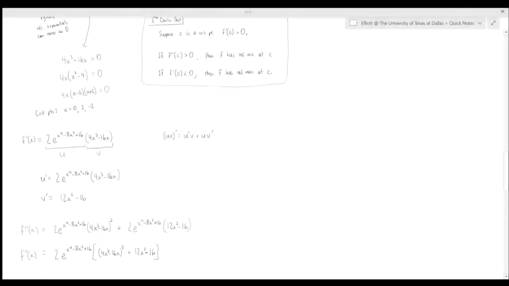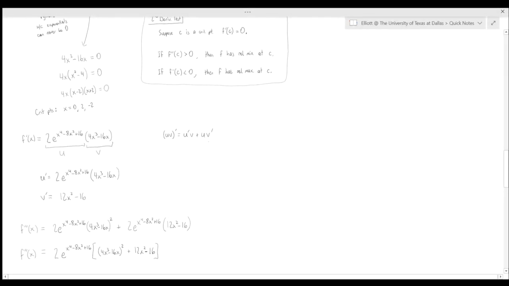All right. So we got the second derivative, and remember that we're trying to apply the second derivative test. So for that, we want to take our critical points and plug them into the second derivative to see if it turns out to be positive or negative. And then from that, we can determine if we have a relative min or a relative max. Okay, so we want to plug each of our critical points into the second derivative.